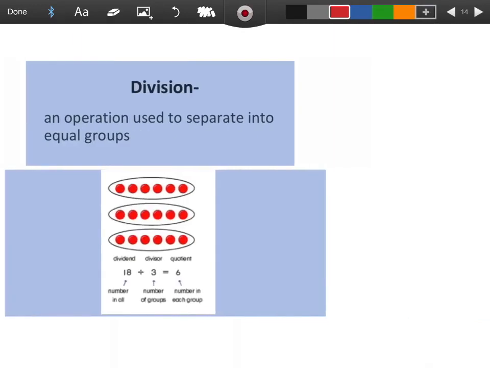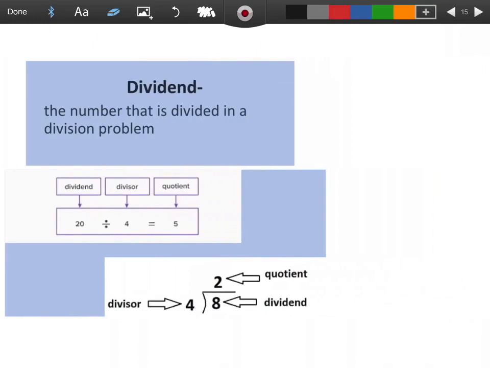Division. Division is an operation used to separate into equal groups. So I have down here 18 total dots, and I am dividing them into 3 groups, and I see that my answer is 6 in each group. The dividend. The dividend is the number that is divided in a division problem. So it is the amount that you have. Right here, we have 20. That is the dividend. You can also look, sometimes it's written like this instead of in an equation. The dividend goes right there inside.